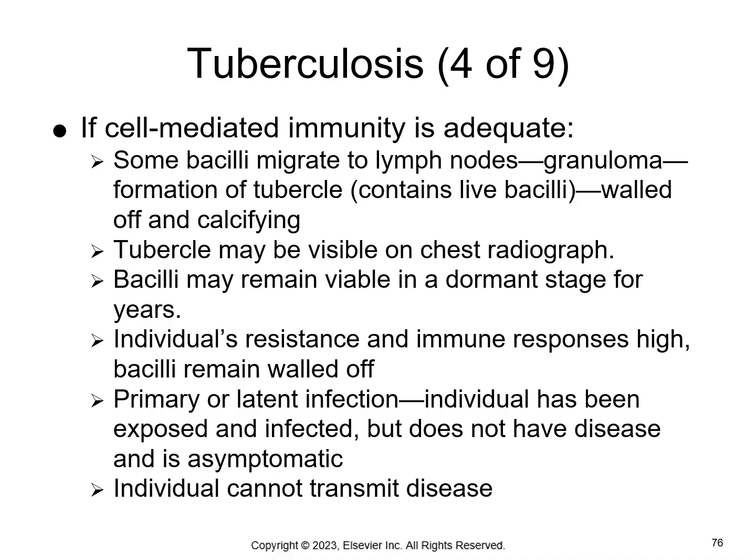By about 6 to 8 weeks, the immune response is complete. This is considered a primary or latent infection. The individual has been exposed and infected but does not have the disease, and they're asymptomatic. The individual cannot transmit the disease. By about week 6 or 8, the immune response is complete, and this is considered again a primary or latent infection.